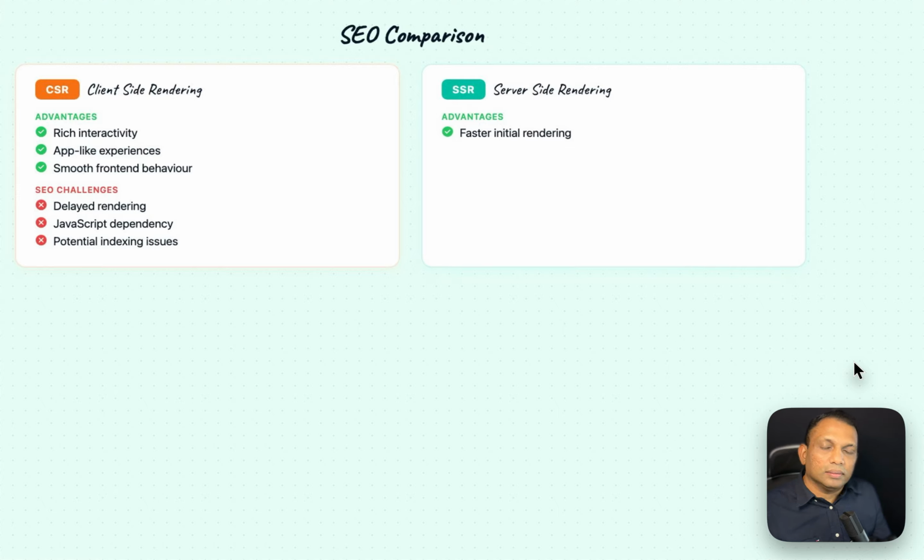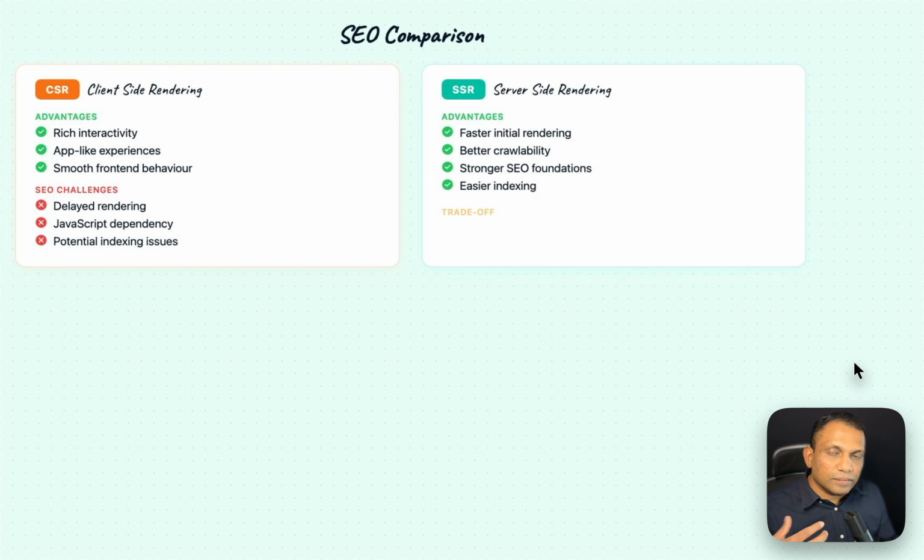On the other hand, with server-side rendering, because Google bots or search engine crawlers can access the content instantly, it gives you the advantages of quick rendering, faster crawling and efficiency, and better indexation, ultimately leading to better performance in search engines.